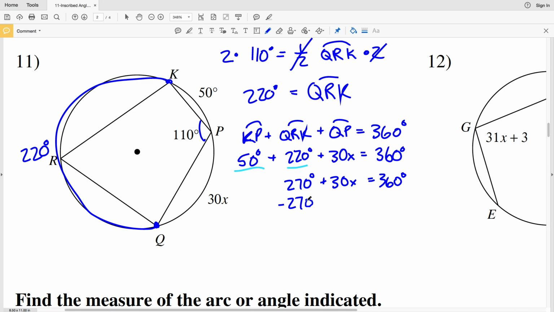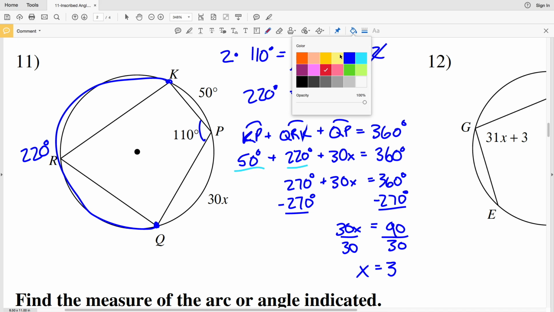So now I need to subtract 270 degrees. So 30x will equal 360 minus 270, which is 90 degrees. And when I divide by 30, 90 divided by 30, simplified is 9 divided by 3, so x will equal 3 in number 11.